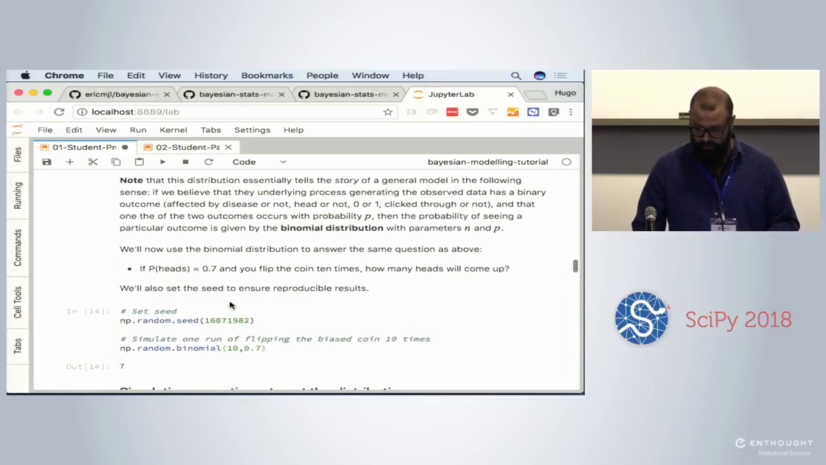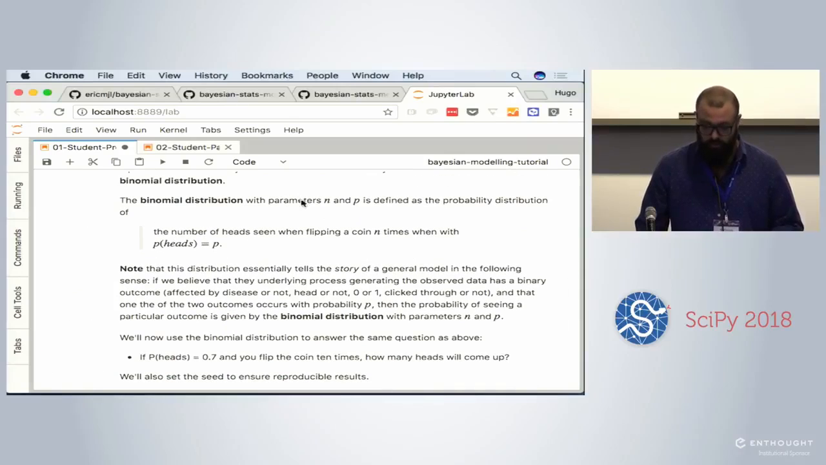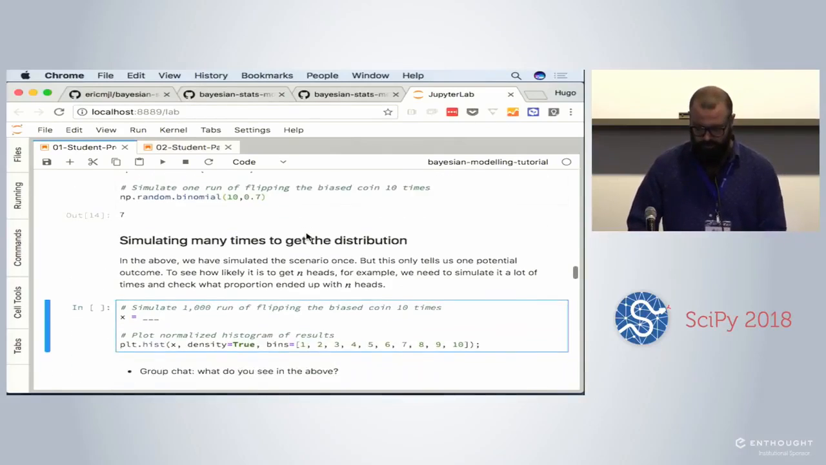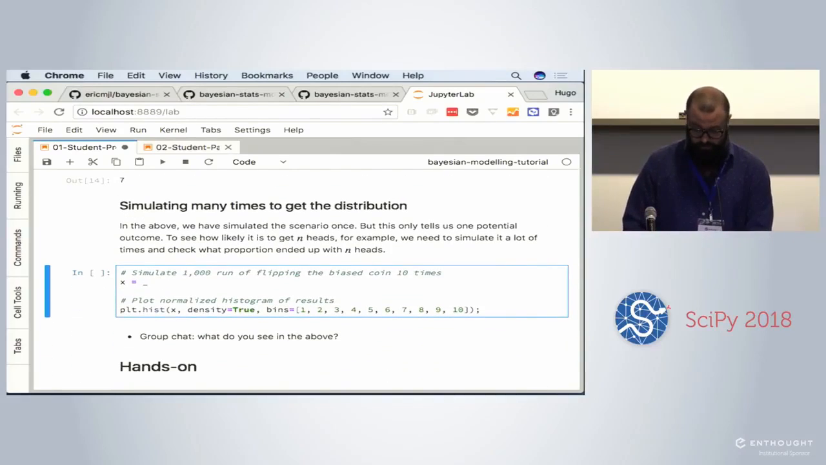So it's literally, we've got the binomial distribution with parameters n and p, defined as the probability distribution of the number of heads you'll see when flipping it. To figure out how many times we want to run this simulation, we then have the third argument. Does that make sense? Exactly. That is an important question.